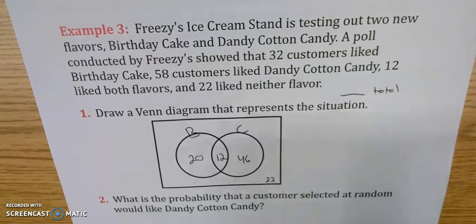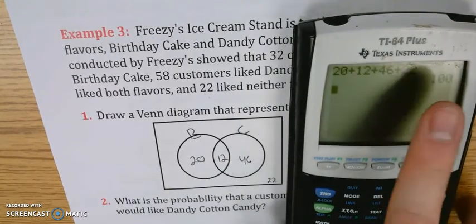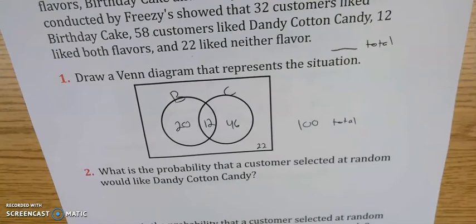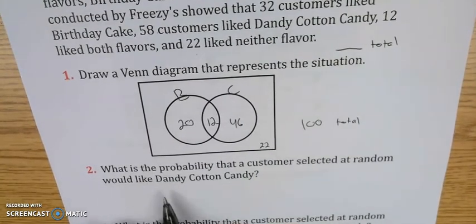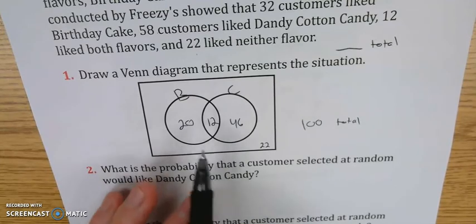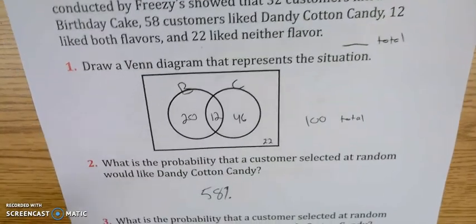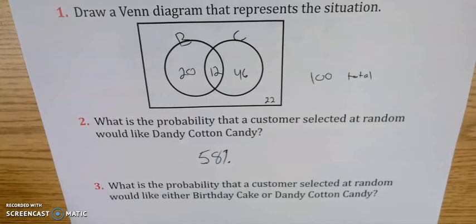Now if we add those together, you might be able to do this mentally, or you might need a calculator, whatever. You do you. 20 plus 12 plus 46 plus 22. We get a hundo. Sweet. I love it when things work out to be 100, because then we can just take things as percentages. What is the probability that a customer selected at random would like dandy cotton candy? Well, we have 58 out of the 100, so that's just 58%, or 0.58 if you'd rather write it as a decimal.